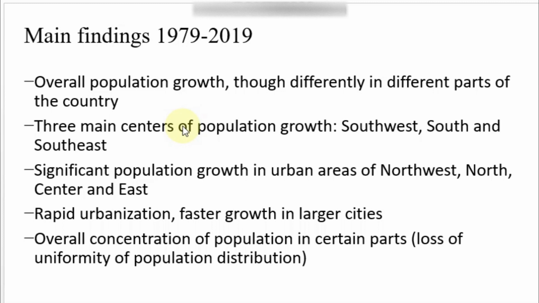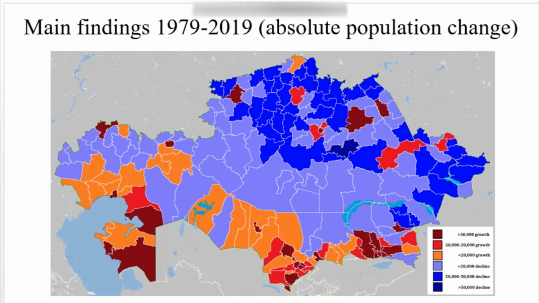However, there has also been some population growth in other parts of the country. In northern parts of the country, there's population growth mainly in districts with significant urban population. So these are all districts with significant urban population. And of course, the capital city shows one of the highest population growth rates.